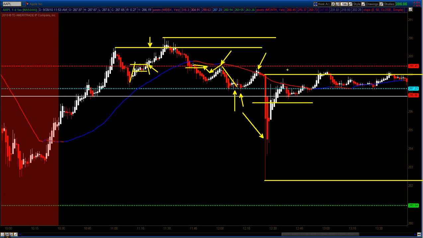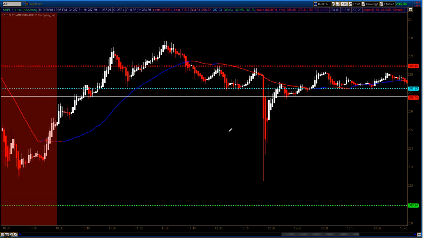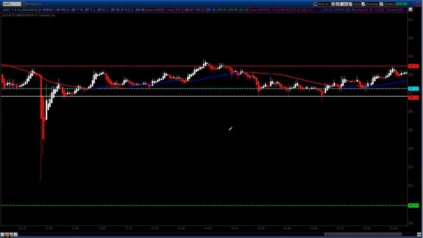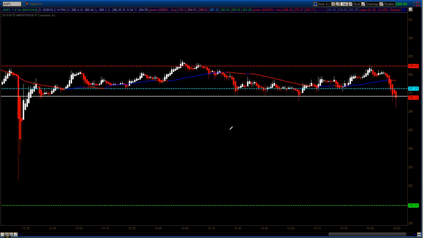This is just showing you the potentials of trading stocks and having the proper levels. We traded off this the whole day. Look at this.